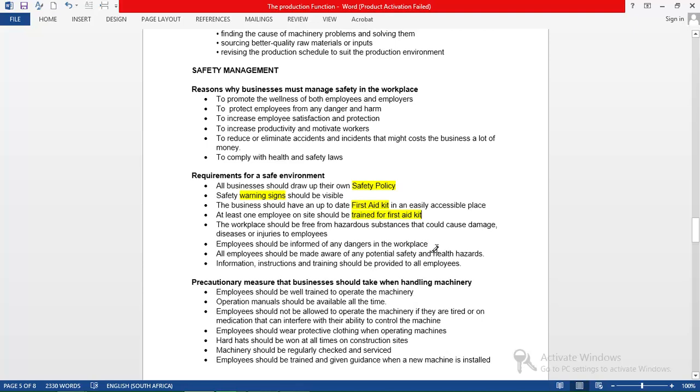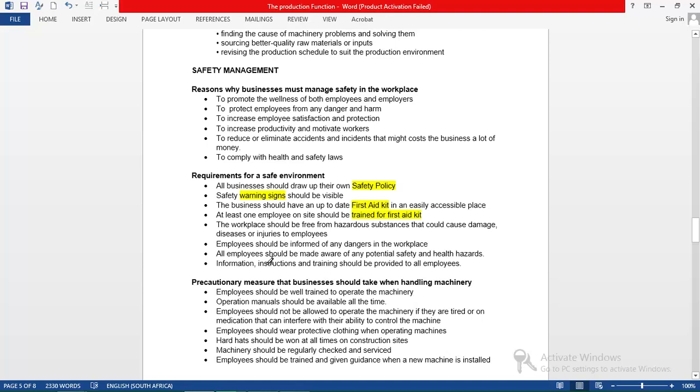Also, employees should be informed of any dangers in the workplace. You should tell employees every area where there are any dangers, or any problems or potential dangers, so that employees can become aware of them and they can avoid those places, or they can make sure that they approach those places with care, sorry, right? Okay.